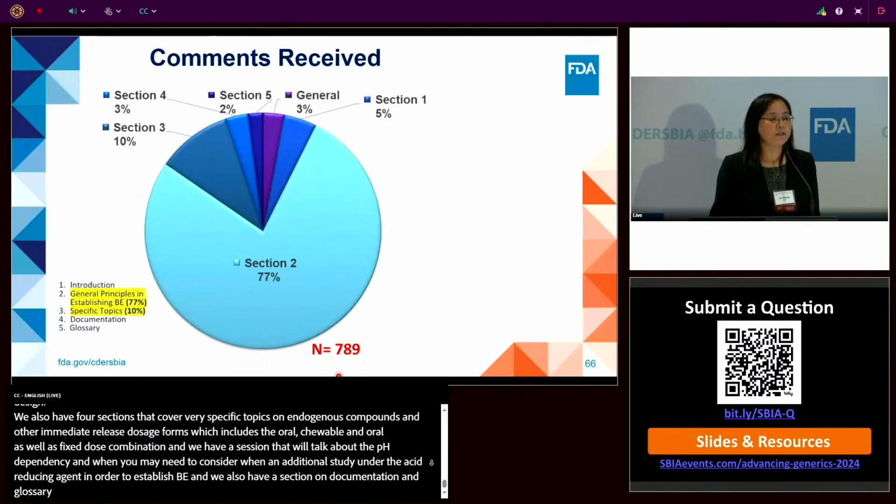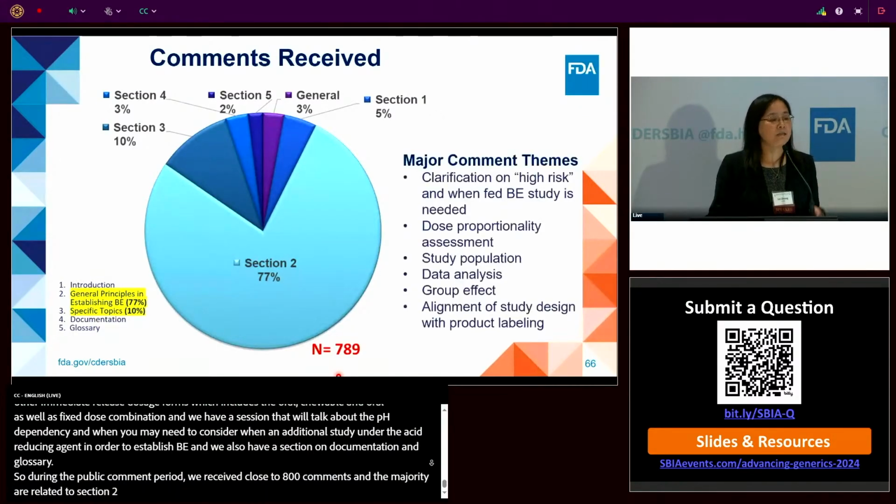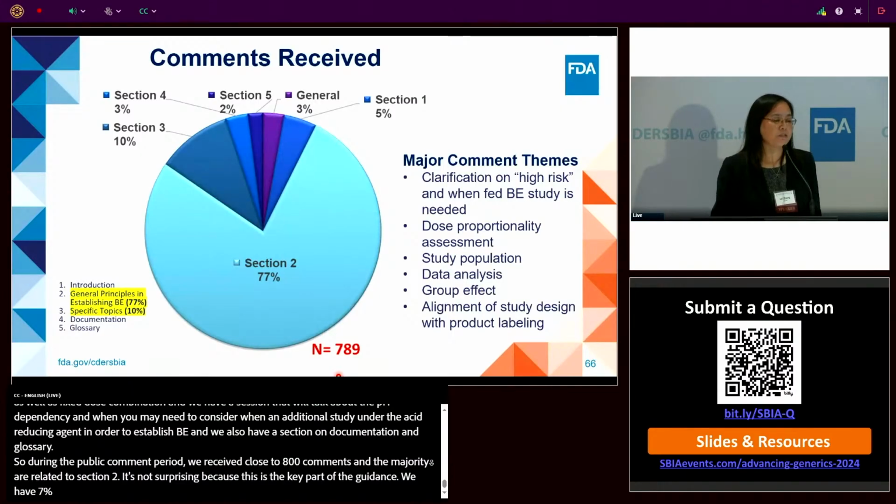During the public comment period, we received close to 800 comments, and the majority of them are related to Section 2. It's not surprising because this is the key part of the guidance. We have 77% of comments related to that section. In addition, 10% of comments are related to Section 3.